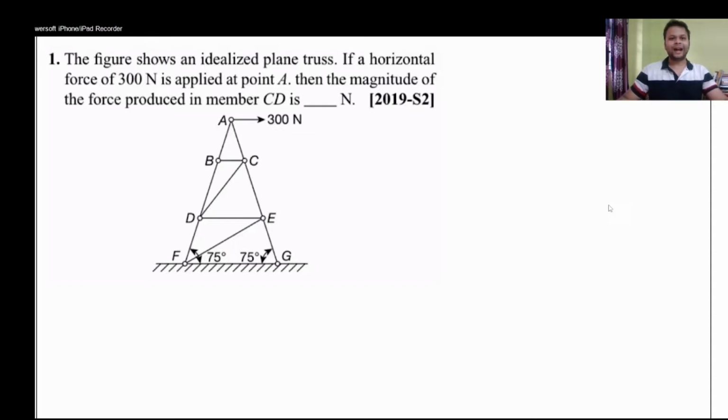The figure shows an idealized plane truss. If a horizontal force of 300 Newton is applied at point A, you can see there is a horizontal force of 300 Newton acting on point A. Then the magnitude of force produced in member CD is.